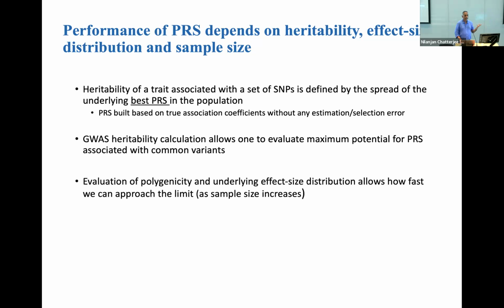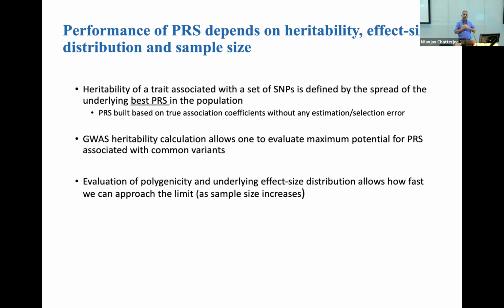But in practice, I cannot achieve that performance because I have to estimate those SNP coefficients from given data, and that estimation is always going to be noisy. So we expect that the polygenic risk scores I build from real data are going to perform less well compared to the ideal place where I might want to go.